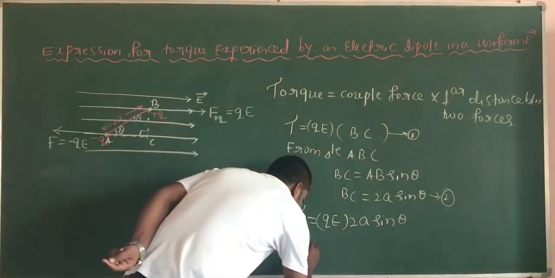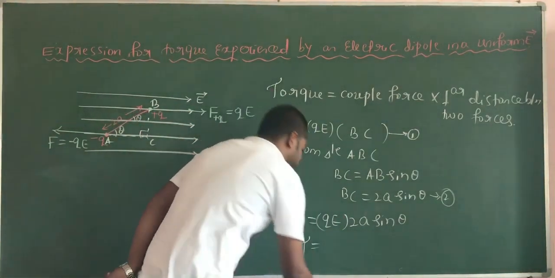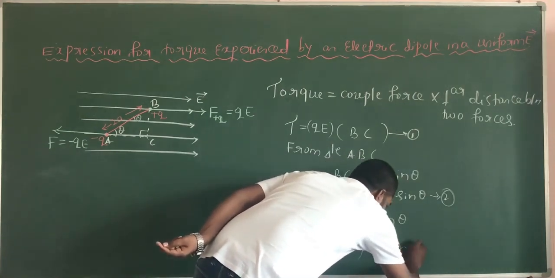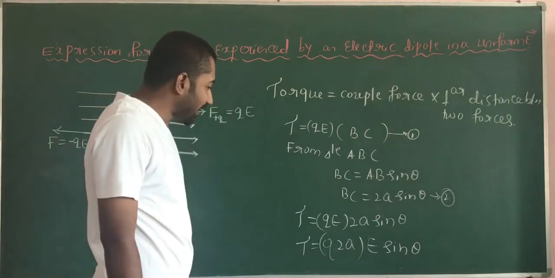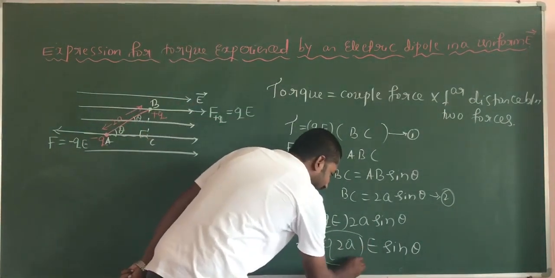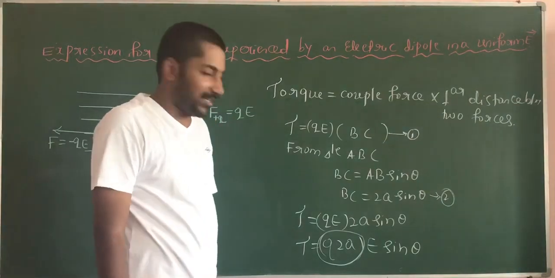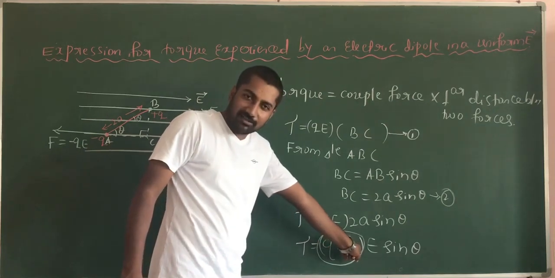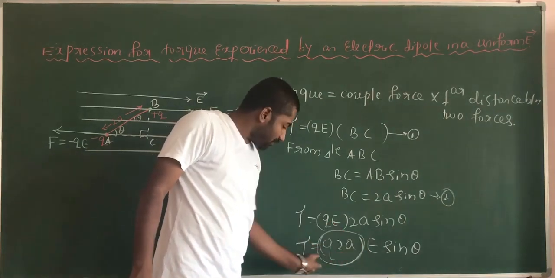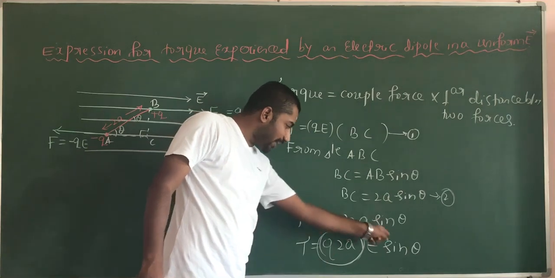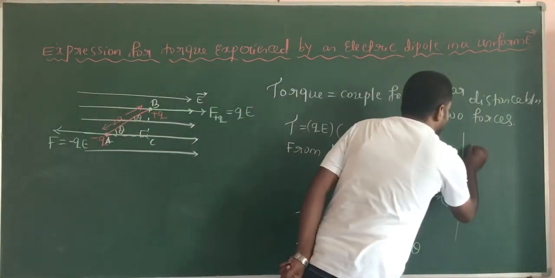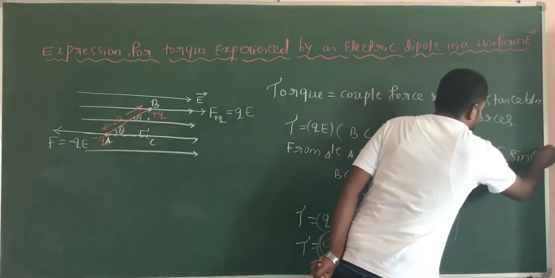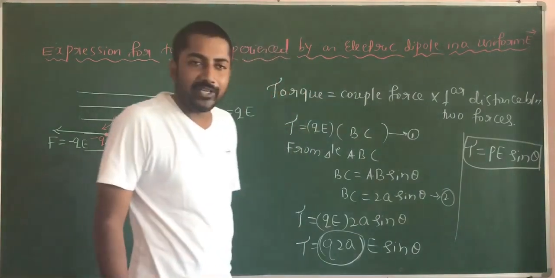Now we can write this equation: tau is equal to Q into 2a into E sin theta. Here, it is in the form of dipole moment, the strength of either pole, Q, and the dipole length, 2a. Then finally you get torque is equal to P into E into sin theta.